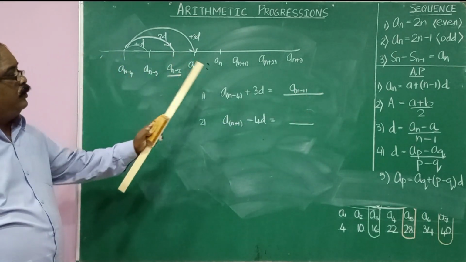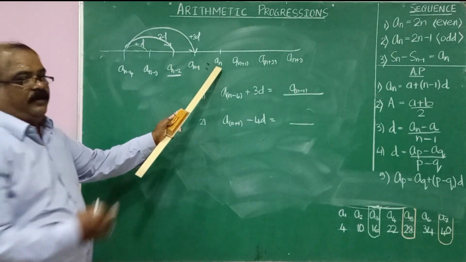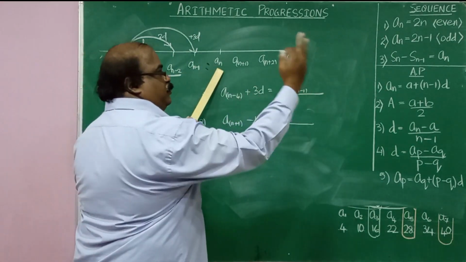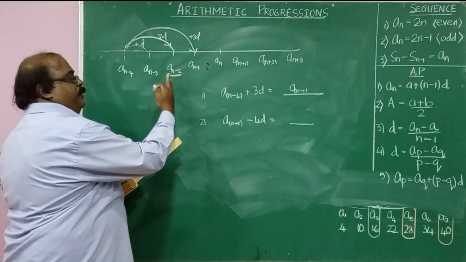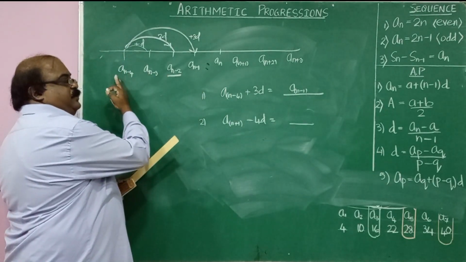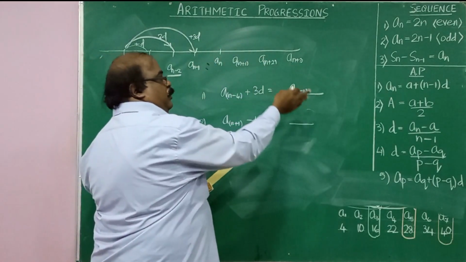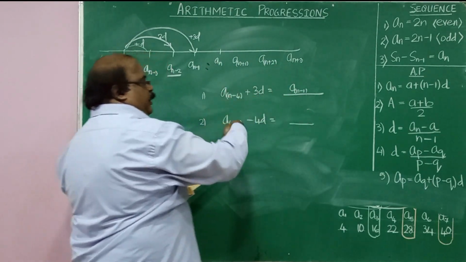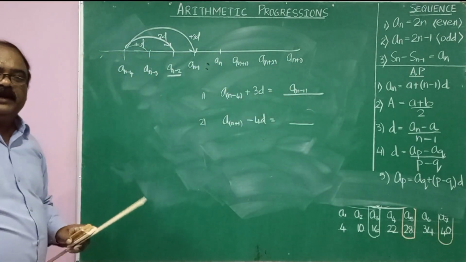How to go about with the sum? You write the middle term as An, n plus 1, An plus 2, n plus 3. Left side, An minus 1, n minus 2, n minus 3, n minus 4. If I want the next term, add D. If I want previous term, subtract D.